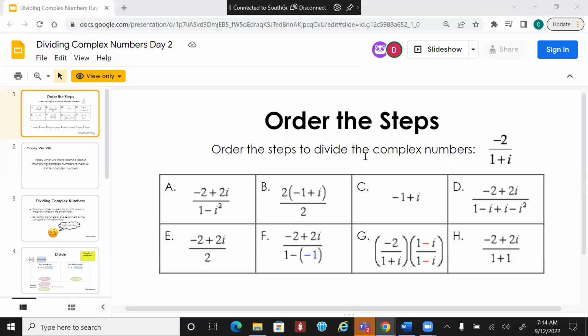Okay, so we're ordering this, okay? Somebody back in the day said i in the denominator was like a big no-no. So we're going to multiply by the conjugate. What's the conjugate of this denominator?